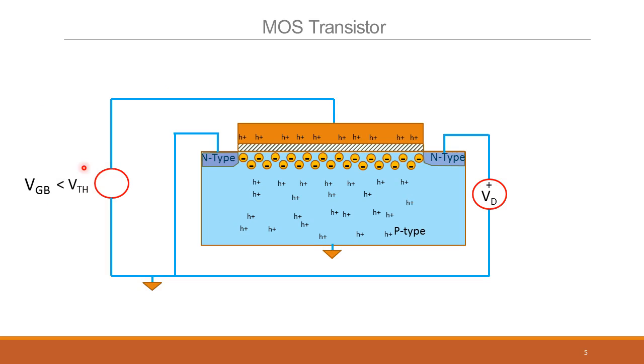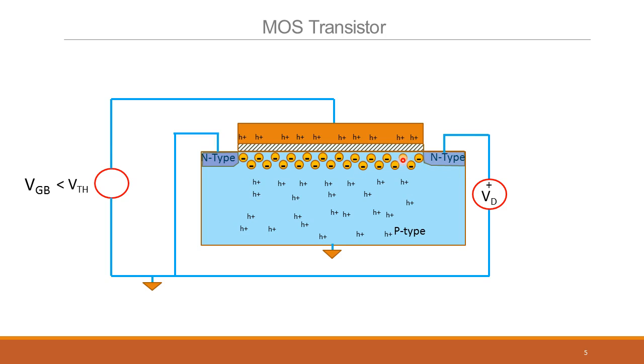What happens when we reduce the gate to bulk voltage to less than the VTH? When it is less than the VTH, there is no inversion region formed here. There's just a depletion region. Hence, no current flows.